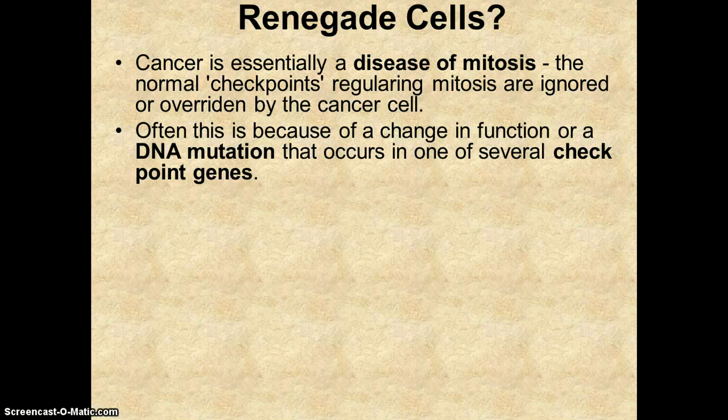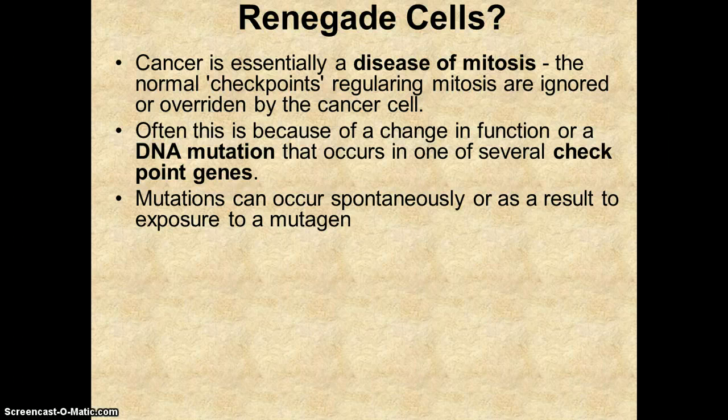Now remember, those genes are made of DNA, and DNA gave the cell cycle the instructions. If there is a mutation in those instructions, then the cell cycle may not continue as it's supposed to. So these cancer cells may go ahead and divide as they please instead of following instructions. So some of these mutations can occur spontaneously, but many times it's because of an exposure to a mutagen.